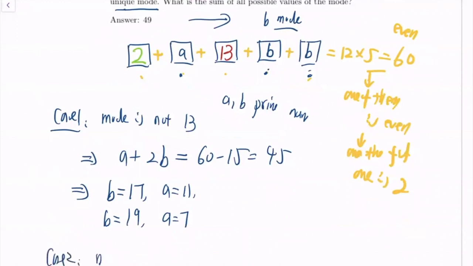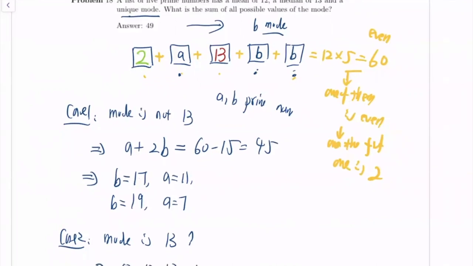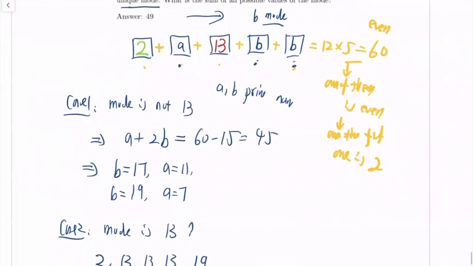Now case two, is it possible the mode is 13? We have to check that. Well, if the mode is 13, then we'll get 2, 13 and 13, right? And then this is 19, and this is 19. Let's see, this works, right? 39 plus 2 plus 19 is 60. So that's the case where the mode is 13. So all the possible values of the mode are 17, 19, and 13. So the answer is 13 plus 19 plus 17, the total will be 49.